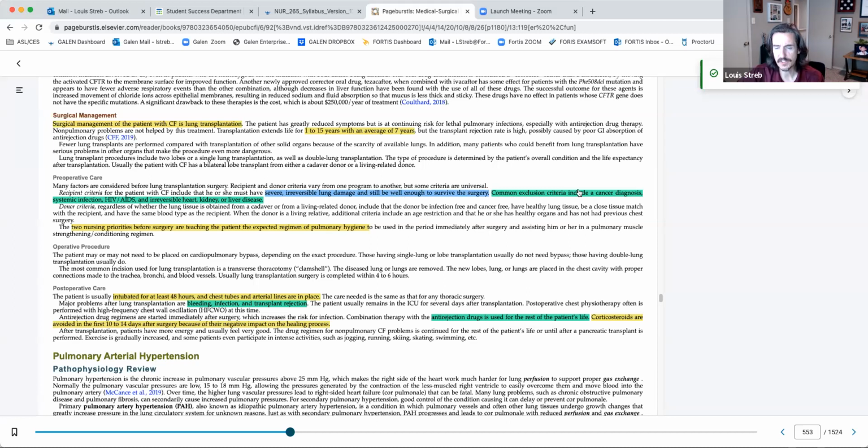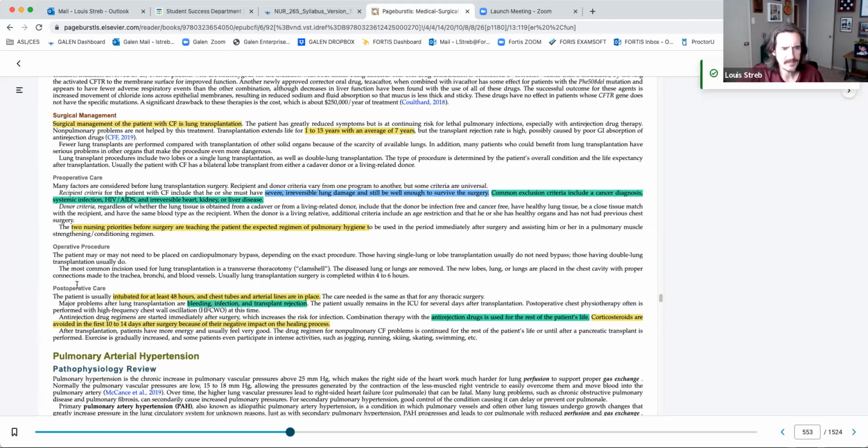So common exclusions: if your patient has cancer, if they have HIV or AIDS, irreversible heart, kidney, or liver disease, they're not going to live or they're not going to have good outcomes with the surgery if any of these exist. So you need to be aware of what kind of patients are able to have surgery and who are excluded. When we think about the priority nursing thoughts for lung transplant, before surgery is teaching the patient the expected regimen for pulmonary hygiene to be used in the period immediately after surgery. We need to start thinking about what we want them to do the minute they come back. That's what we're talking about.